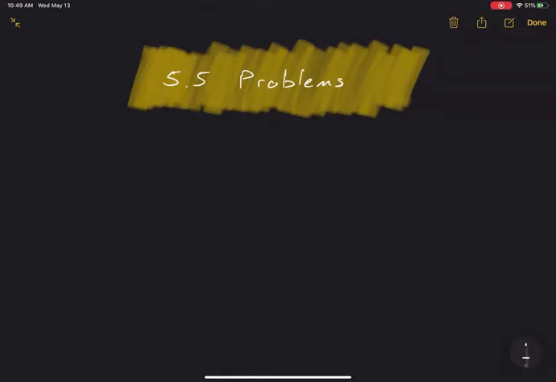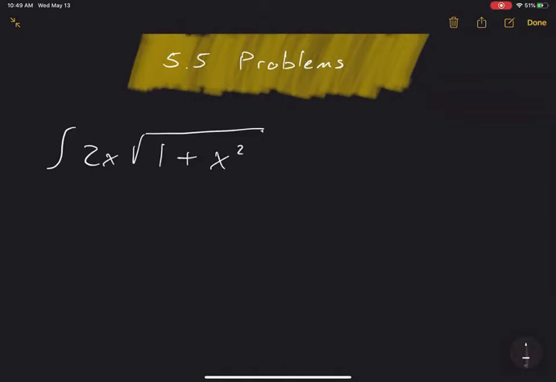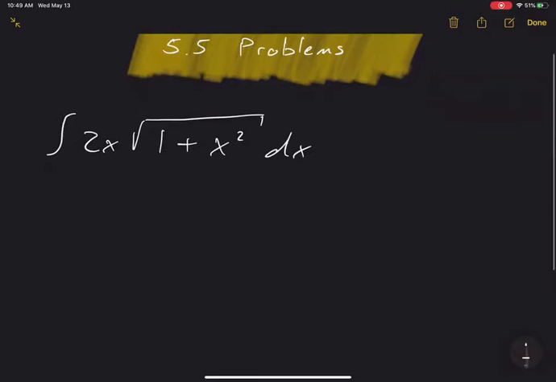Hello, everyone. Now I'm going to do several problems from section 5.5, and I want to start with a problem that kind of explains why I do U-substitution the way I do it. Maybe there's a lot of people who don't do it my way, but let's start with this problem here: 2x times the square root of 1 plus x squared dx. This is a good example that shows why I do my U-substitution the way I do it.